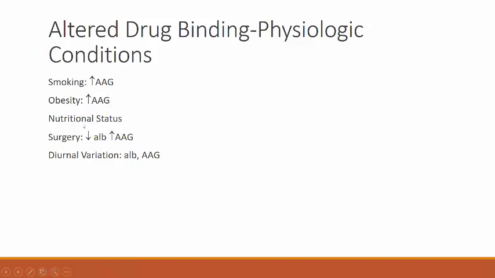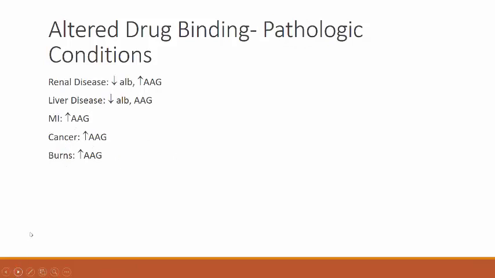Nutritional status will alter binding, right? So I said nutrition. If you have poor nutrition, you're going to see a decrease in albumin usually. Surgery, you'll see a decrease in albumin and an increase in AAG. Remember, this is acute phase reactant, so times of trouble, surgery. Diurnal variation, there'll be diurnal variations in both AAG and albumin.